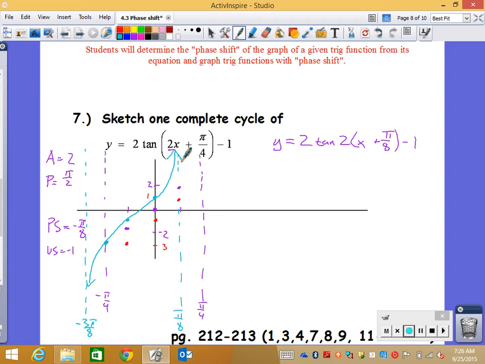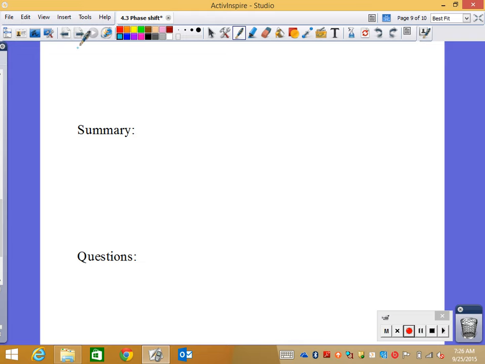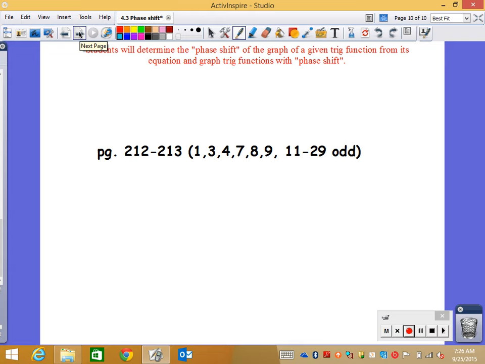Remember, the thing that was different here than the rest of the problems was that when I phase shifted pi over 8, even my asymptotes changed as well. They moved. So you have to move everything. So go ahead and write a summary and any questions you have, and take a look at the assignment for tomorrow.